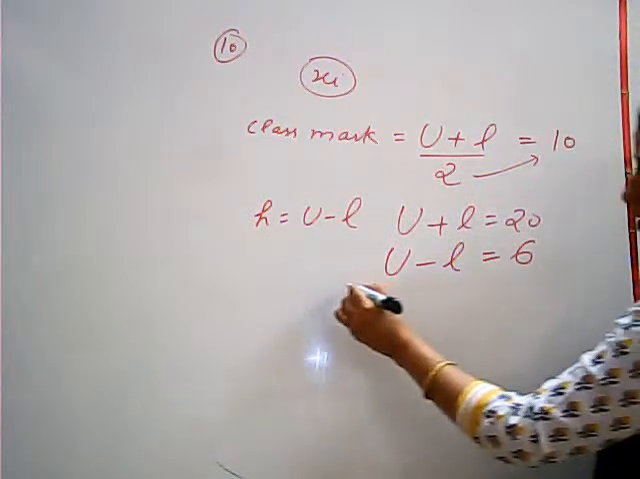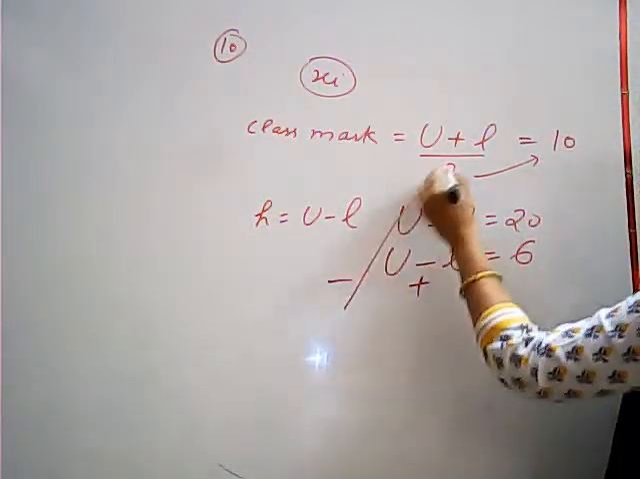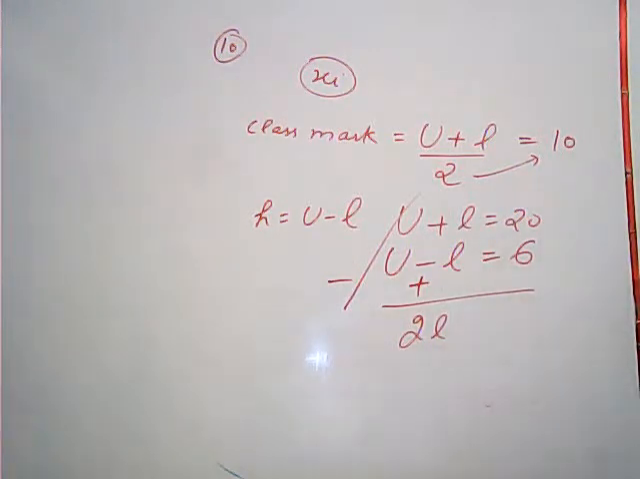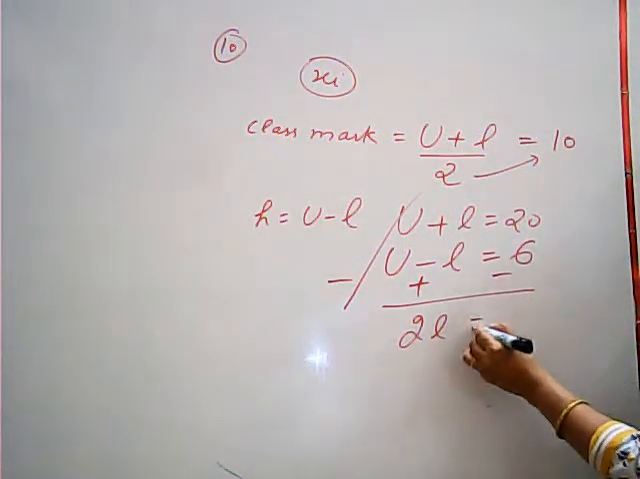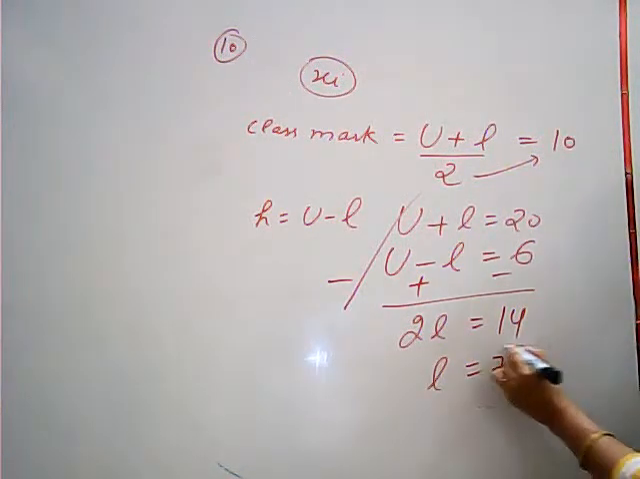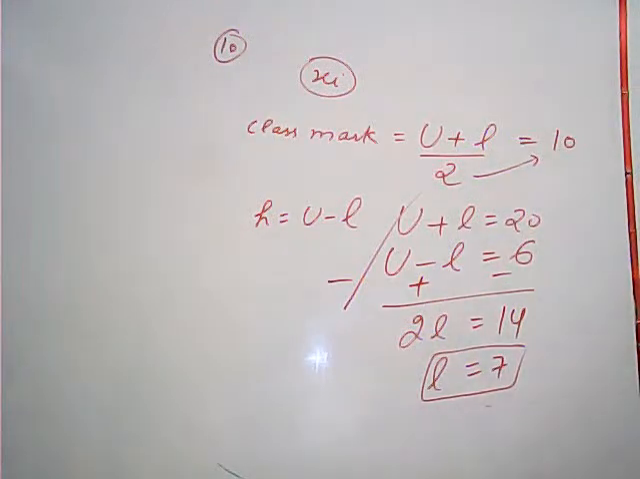Okay, so you can subtract, this will be cancelled. Okay, 2l, here also you have to subtract. So this is 14. So l is equal to 7. So 7 is the answer for the lower limit.